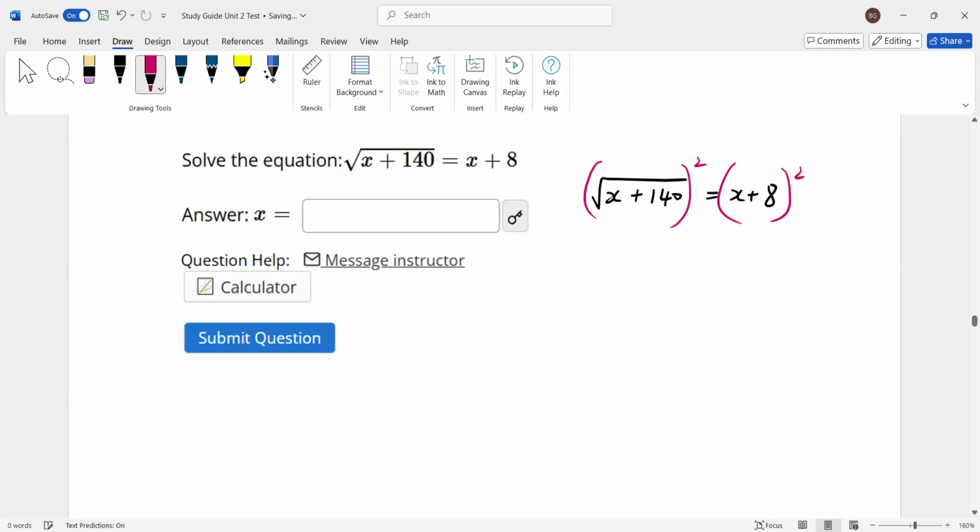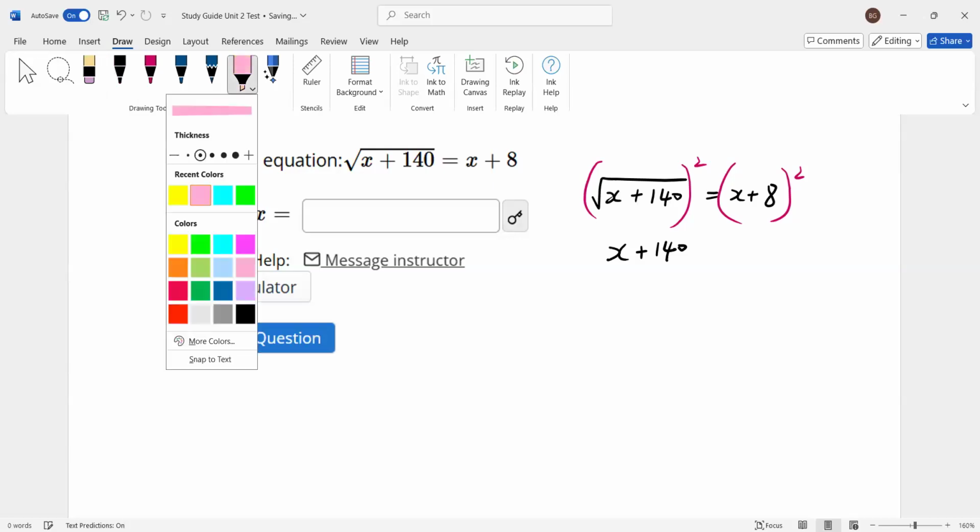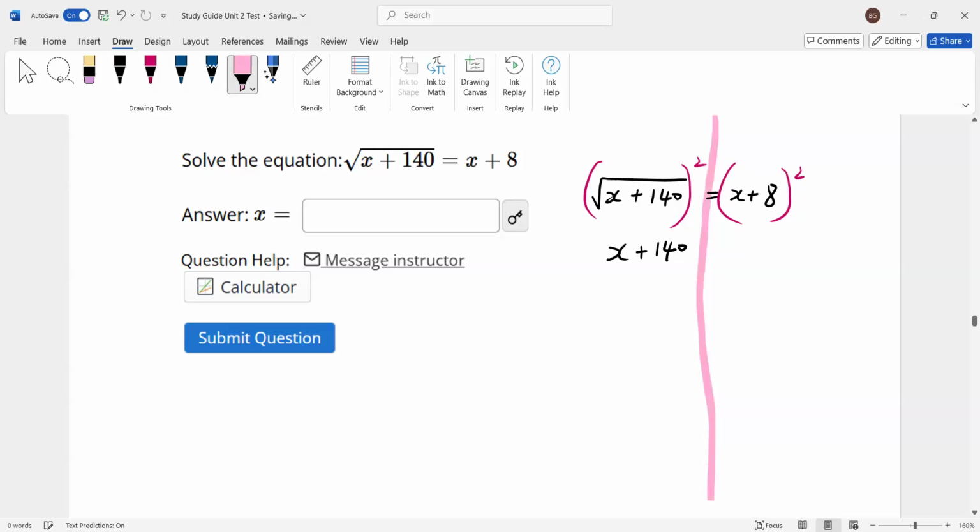The radical is like a prison. We want to set x free, then we can eventually isolate x, right? So we want to get rid of the square root. To get rid of the square root, we use squaring. The square here is going to cancel the square root. Then we have the radicand set free, x plus 140. Okay, so the left side now is x plus 140.